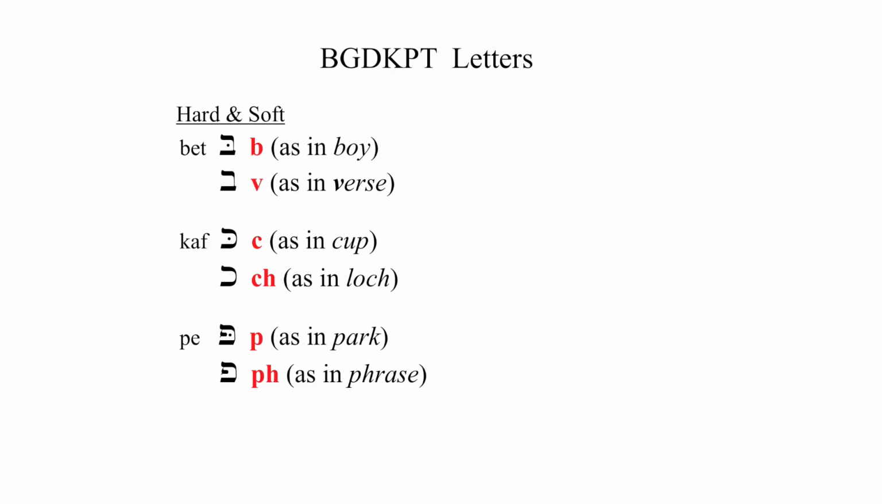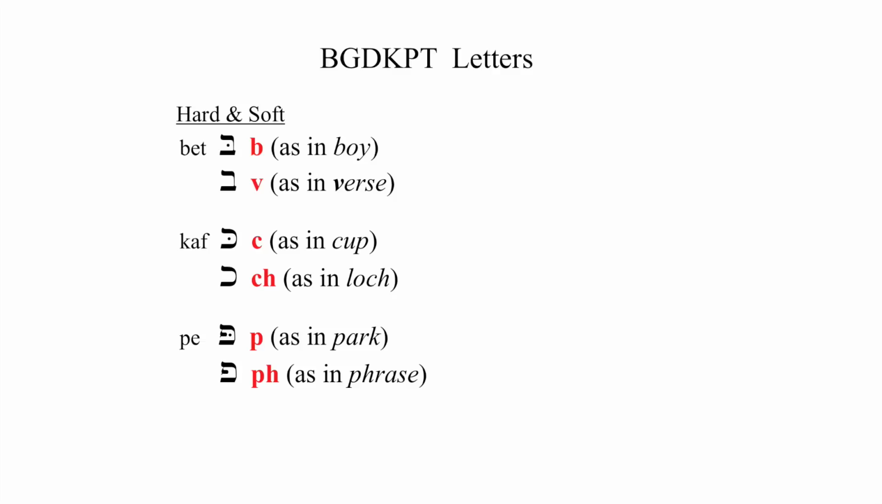In modern pronunciation, three of these historical distinctions are no longer utilized. It's pronounced the same whether it has a dot or not. But in three cases, in the Bet, the Kaf, and the Pe, you will still hear a difference in sound depending on whether it has a dot or not.